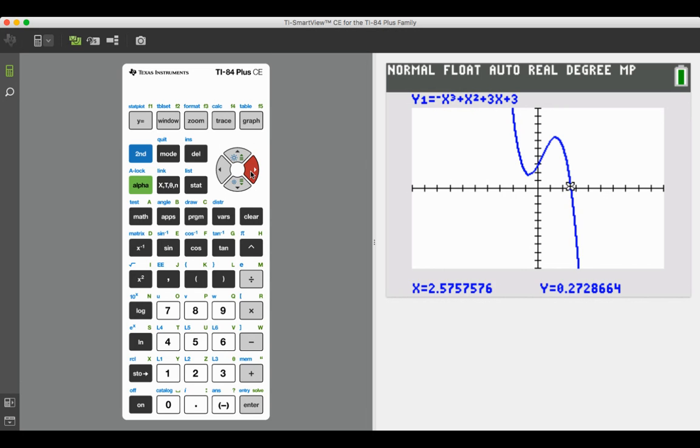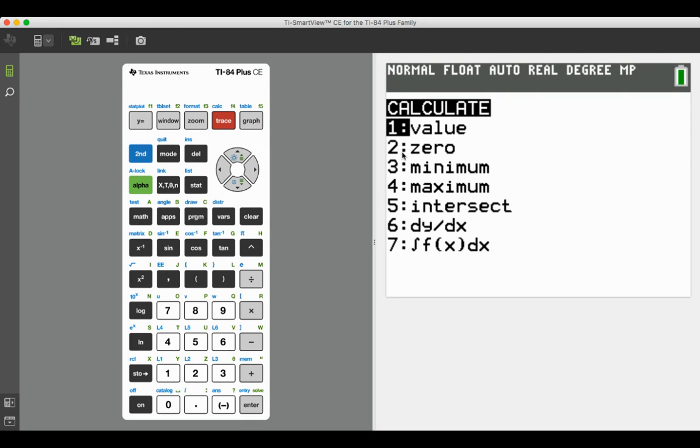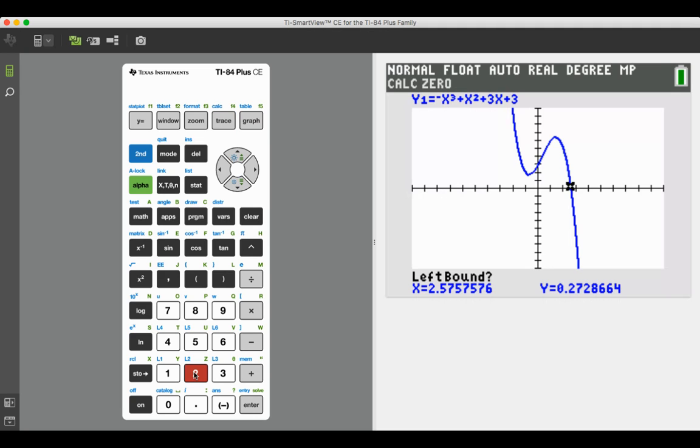To find the zero, again, you go to second and trace, and you want to calculate number 2, which is the zero. So go to the left of the zero. It asks you a question, are you happy with the left bound? You should say yes. And then go right bound, hit enter, and then let it guess the zero. It puts the cursor right at around the zero. So the zero is 2.6, 0. And that is the second part of answer A.